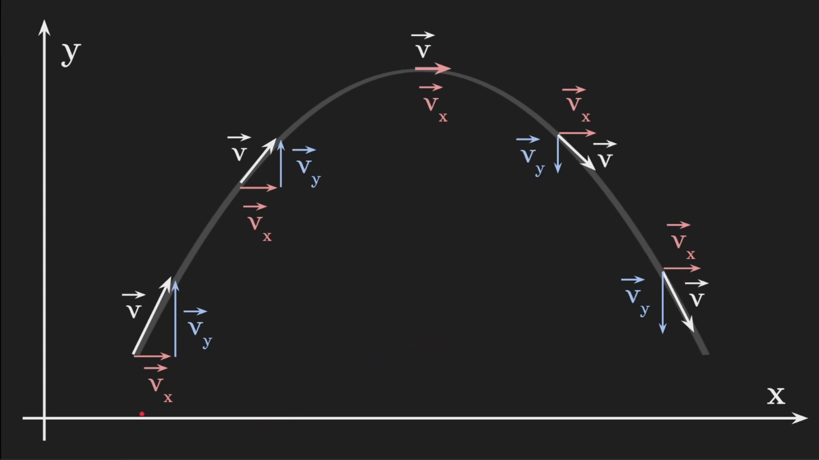However, remember, I said that the x velocity doesn't affect the y velocity. Whatever value it has, it'll stay constant for the whole trip. We'll talk about why this happens in our forces unit. But for now, just remember, stays constant.